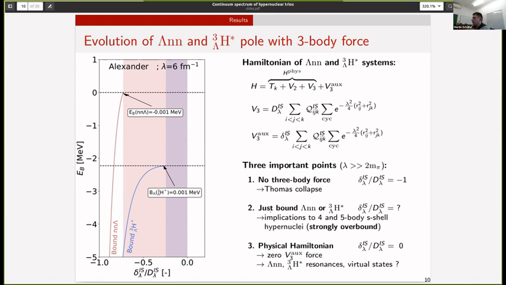If we decrease this auxiliary attractive three-body force even further, we see that at some point the lambda-NN and excited hypertriton systems are just bound. But if we decrease the three-body force even further, they become unbound: their pole, which was previously a bound state, moves into the continuum plane. So of course the question is what happens for the physical Hamiltonian when there is no auxiliary force. If there are resonances or virtual states, where are they in the complex plane?